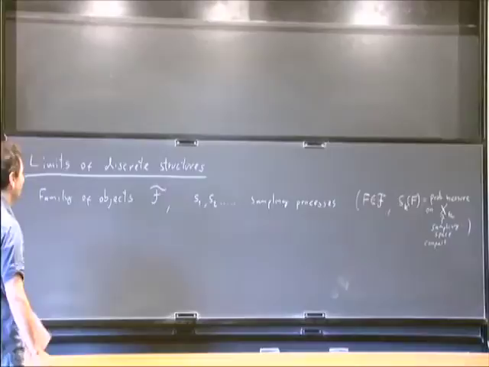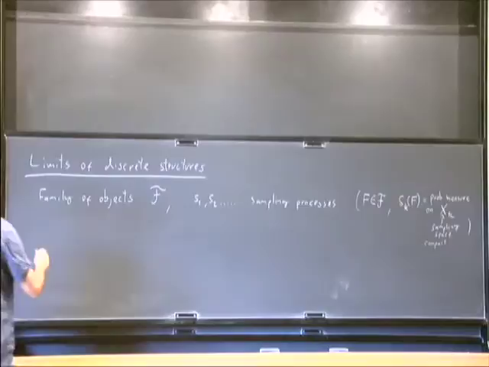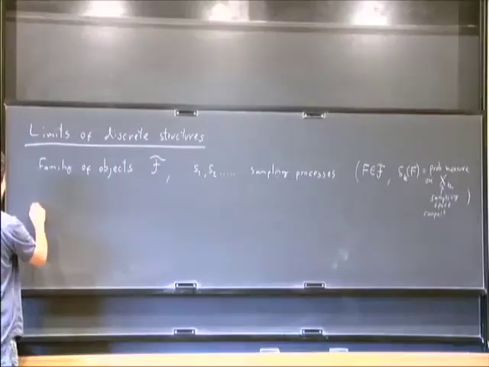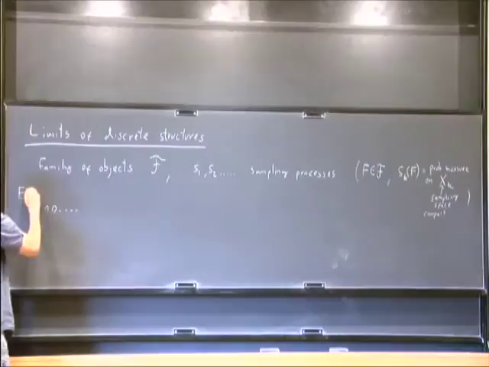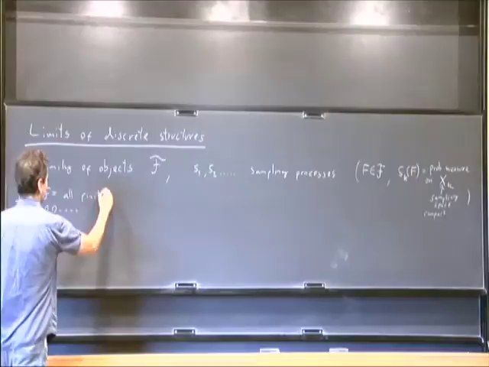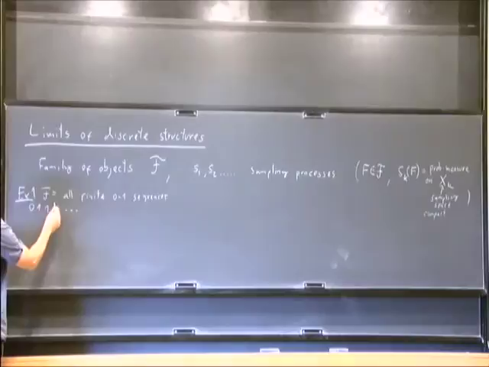You imagine these structures as typically large structures that you want to understand by sampling small samples from them. And the example from last time, the ergodic theory example, is when you have these zero-one sequences. That's the family F, all finite zero-one sequences. And then the sampling processes are just sampling k consecutive elements uniformly at random.